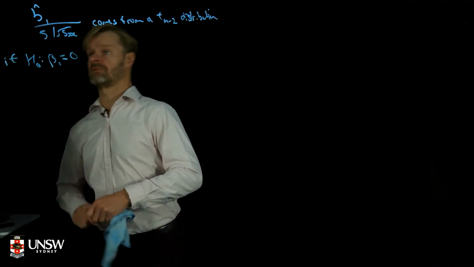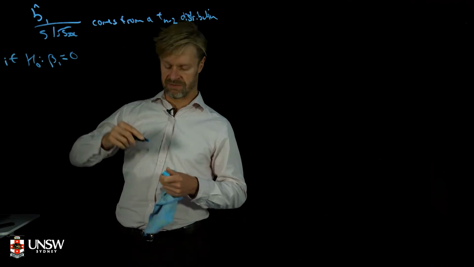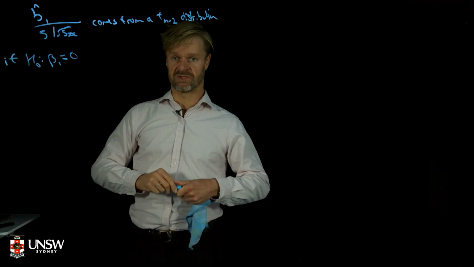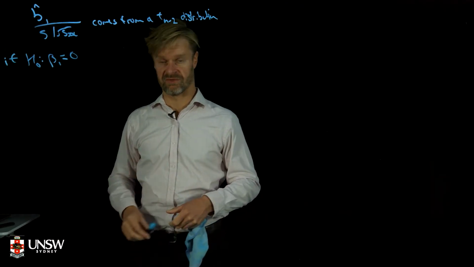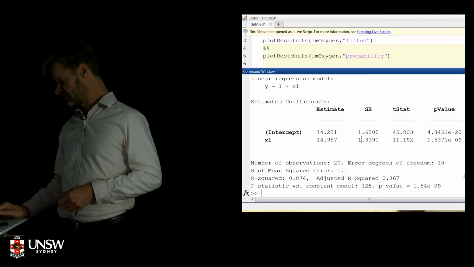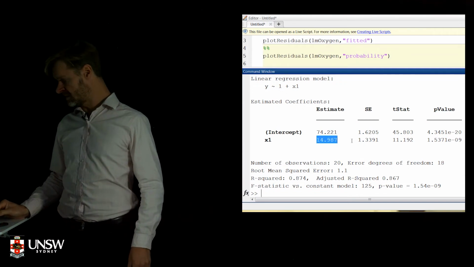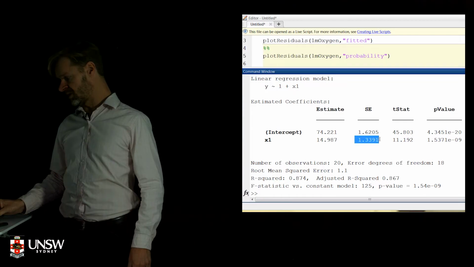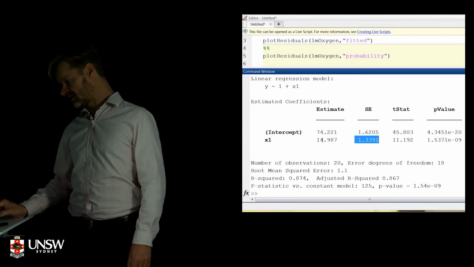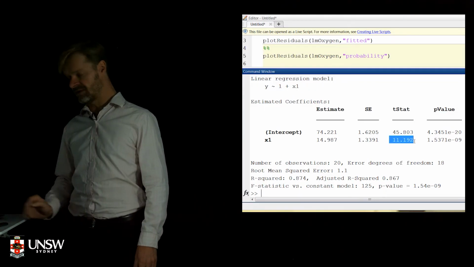Basically what we're doing here, remember this guy on the bottom is the standard error. That's the standard error of the slope. So we're taking the slope estimate, dividing by its standard error, which tells us how many standard errors away from 0 we are. Let's go back to the output. So we have a slope estimate of 14.987 with a standard error of 1.339. If you divide the estimate by its standard error, you end up getting 11.192.